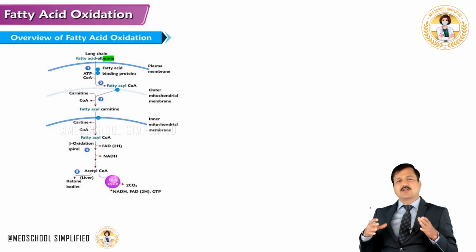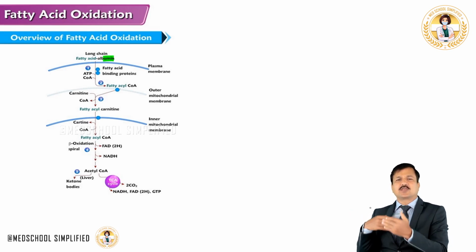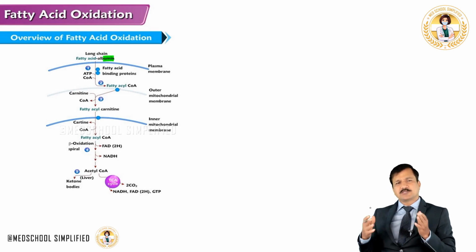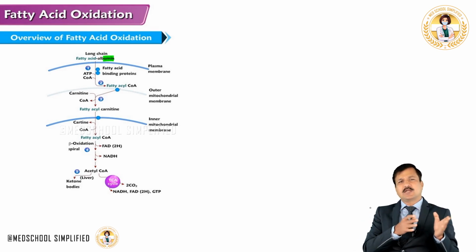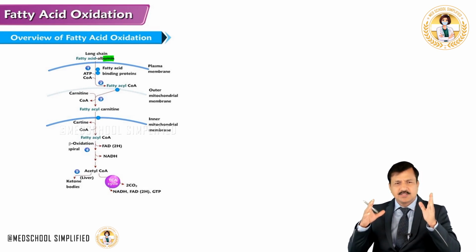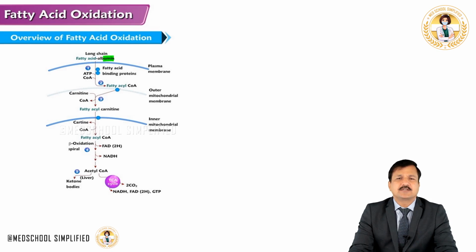Now, once we get acetyl-CoA after fatty acid oxidation, acetyl-CoA has two fates in the matrix of mitochondria. One is that it can go into the TCA cycle to give 10 ATPs per molecule of acetyl-CoA, or especially in the liver, acetyl-CoA can be diverted into ketone bodies, and these ketone bodies will be secreted out of the liver into the bloodstream, and the ketone bodies can be used by other tissues as energy sources. Now, this is the overview of fatty acid oxidation.